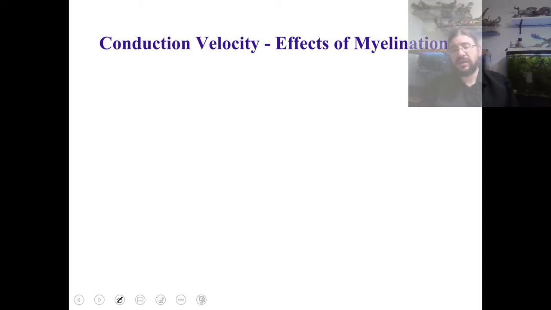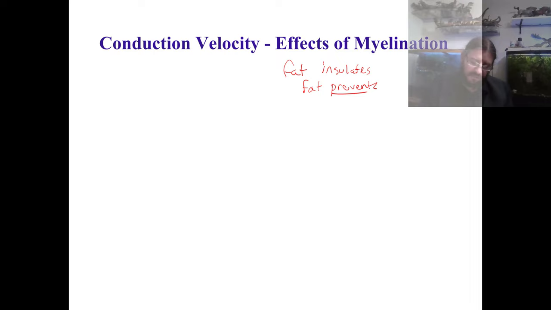All right, continuing forward, we talk about conduction velocity. So why do myelin sheaths actually help with conduction velocity? What's the physics of that? Fat is an insulator. Fat insulates. And with regards to charge, fat prevents leak of ions. Wherever there's fat, ions can't leak, and it prevents degradation.